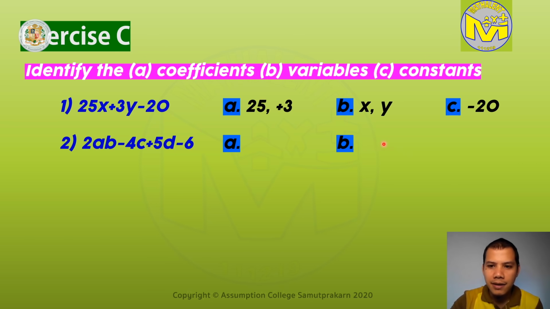Alright, next, letter C. How many constants do we have here? We have only one, the minus 6.